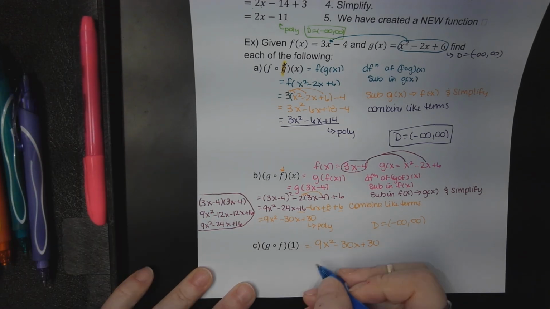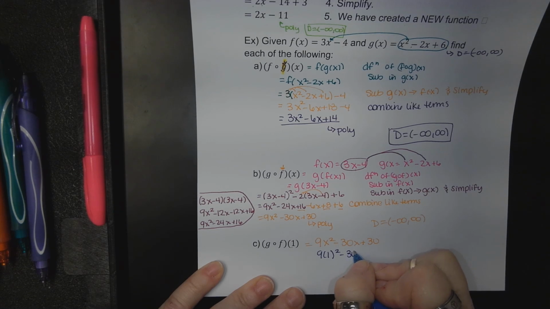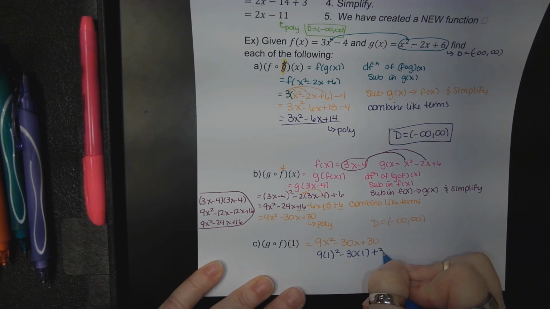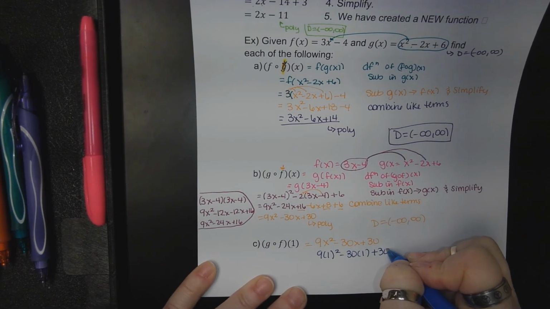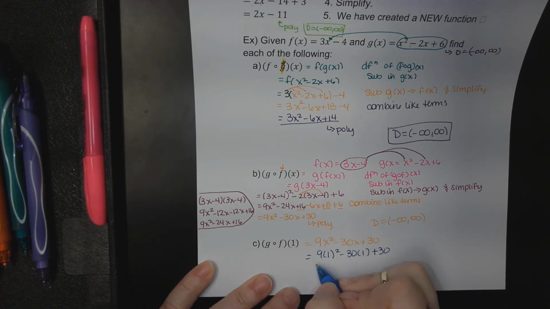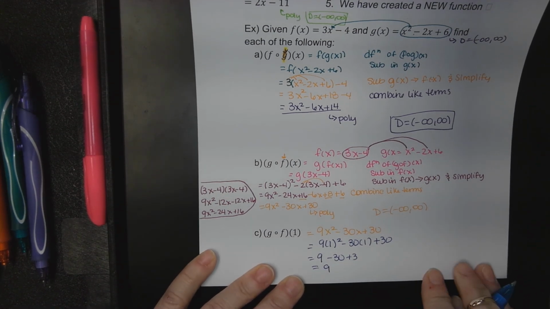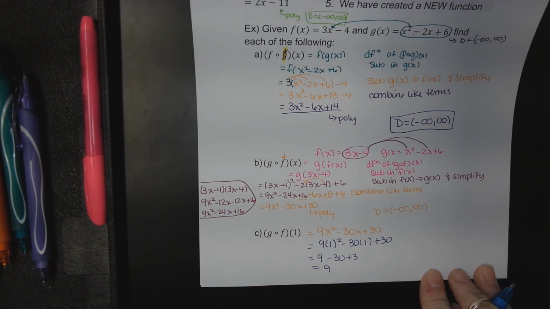So let's just do that. This is going to be 9 times 1 squared minus 30 times 1 plus 30. That's just going to be equal to 9 minus 30 plus 30, which is going to equal 9. So 9 is our answer.